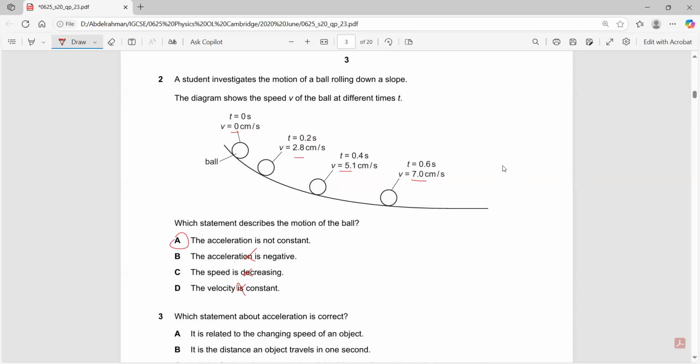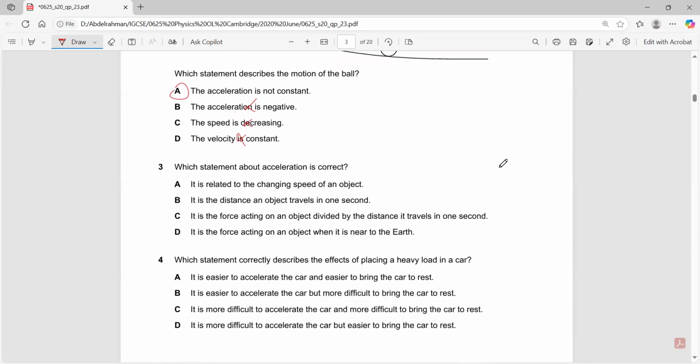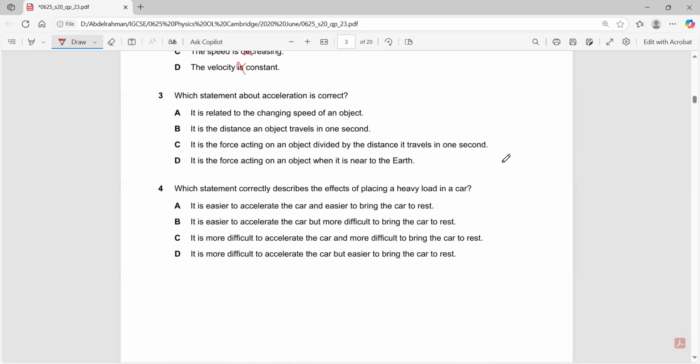If you find the difference from 0 to 2.8, it's 2.8. From 2.8 to 5.1, it's only 2.3. And from 5.1 to 7, it's only 1.9. So the acceleration is not constant. Which statement about the acceleration is correct? It is related to the changing speed of an object. Yes, it is.